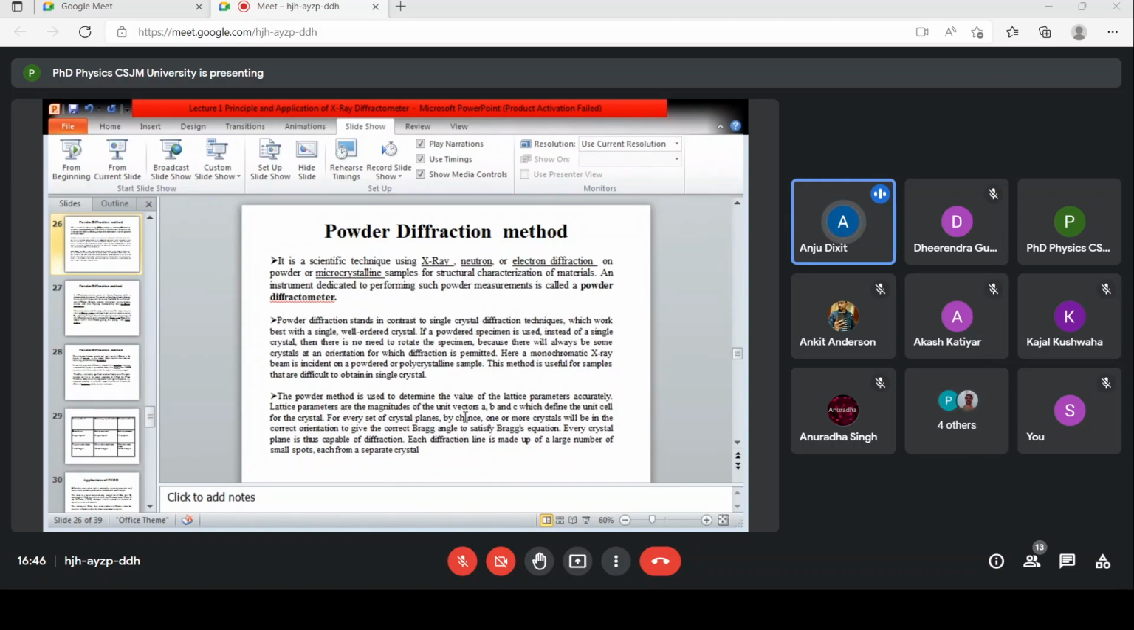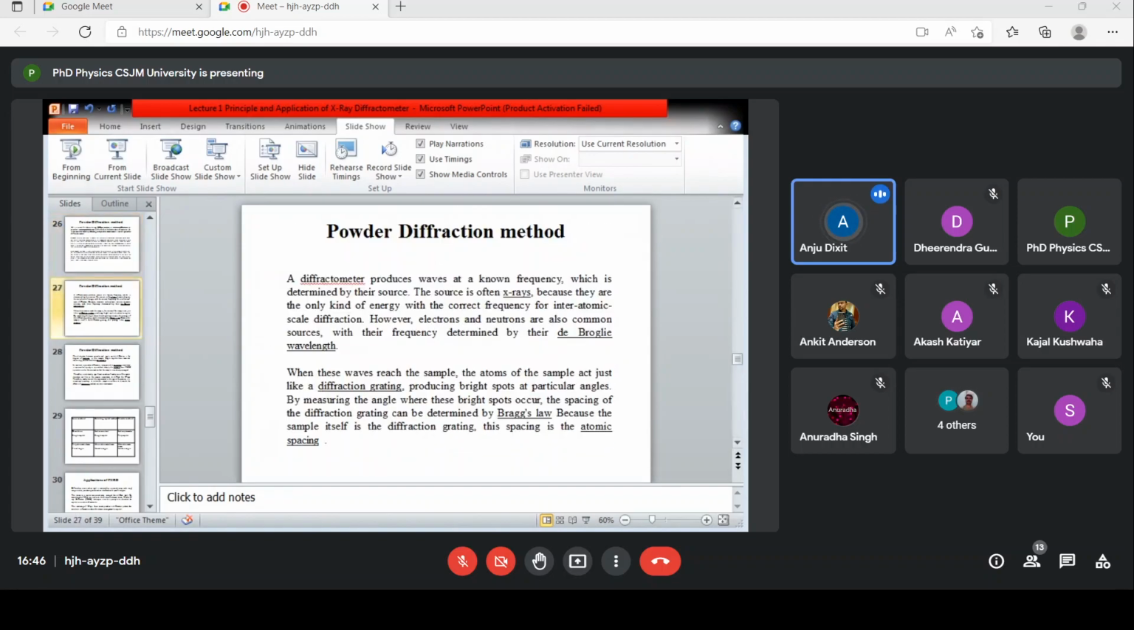Lattice parameters are the magnitude of the unit vectors A, B, C, which define the unit cell for the crystals. For every set of crystal planes, by chance, one or more crystals will be in the correct orientation to give the correct Bragg angle to satisfy Bragg equation. Every crystal plane is thus capable of diffraction. Each diffraction line is made up of a large number of small spots, each from a separate crystal. So that is how we can have this calculation.